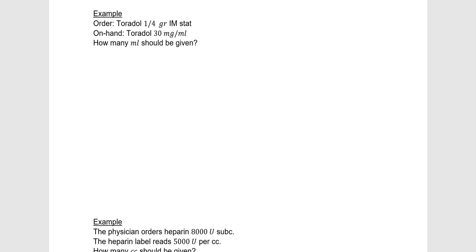So we have an order of Toradol 1/4 grain IM stat, so intramuscular immediately. And on hand, we have 30 milligrams per milliliter. We want to know how many milliliters should be given. So let's set up the initial proportion here. So we're going to have the ratio from the order and the ratio from the on-hand drug.